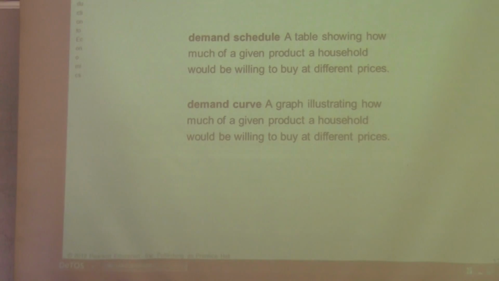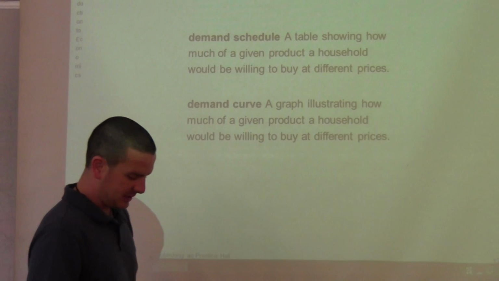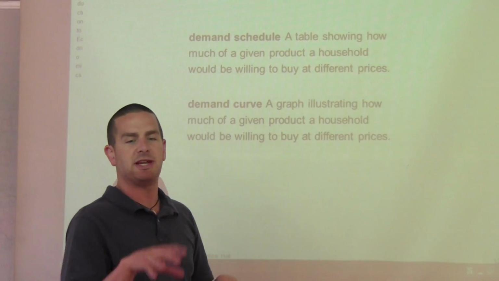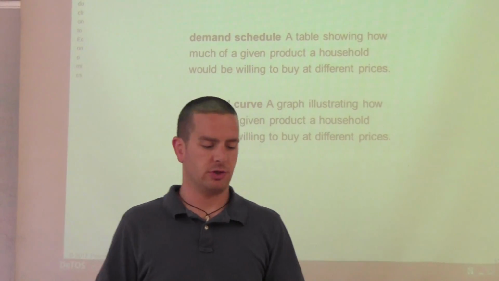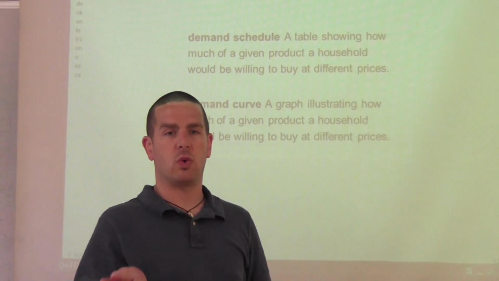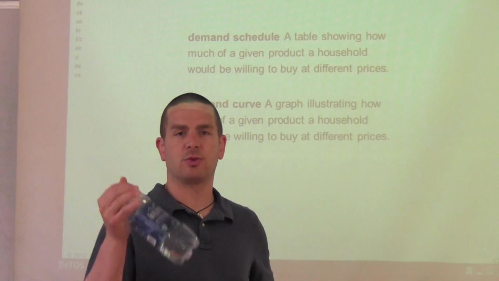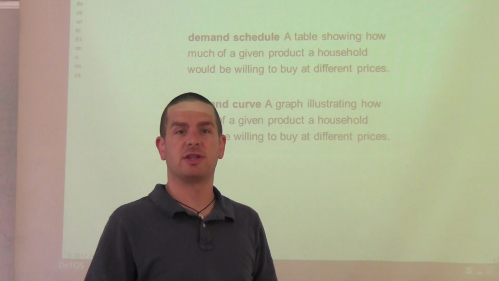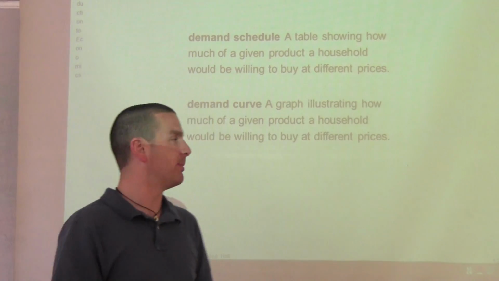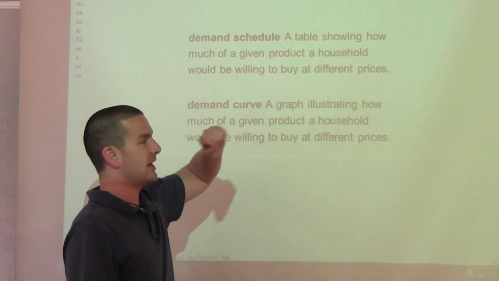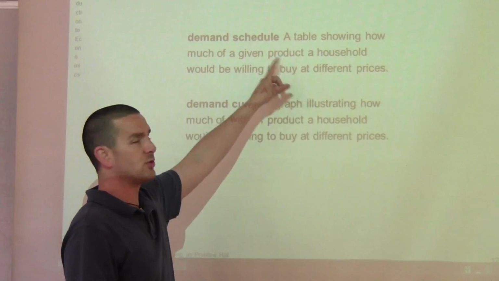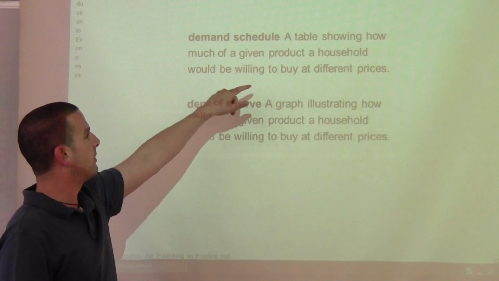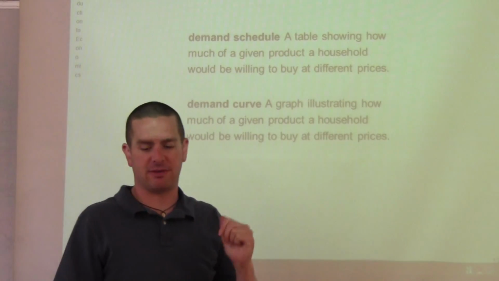So this idea of a price and quantity demanded relationship: at a price of $3, we'll buy 1, and at a price of $1, we'll buy 3. I mentioned that gives an inverse relationship. That allows us to make a demand schedule. A demand schedule, which we're going to see on the next slide, is just a table showing how much of a product people are willing to buy at different prices.